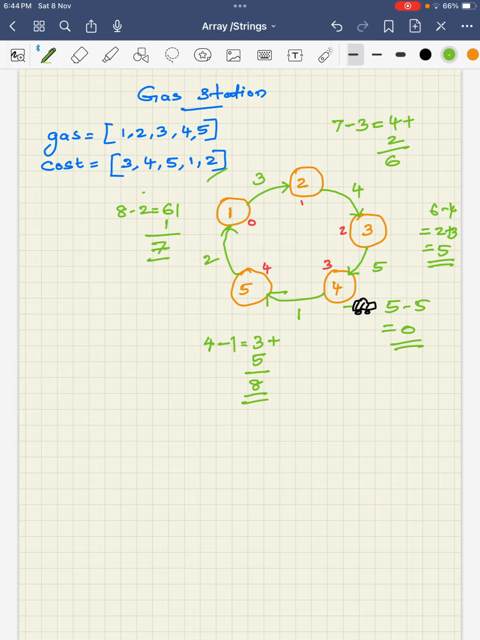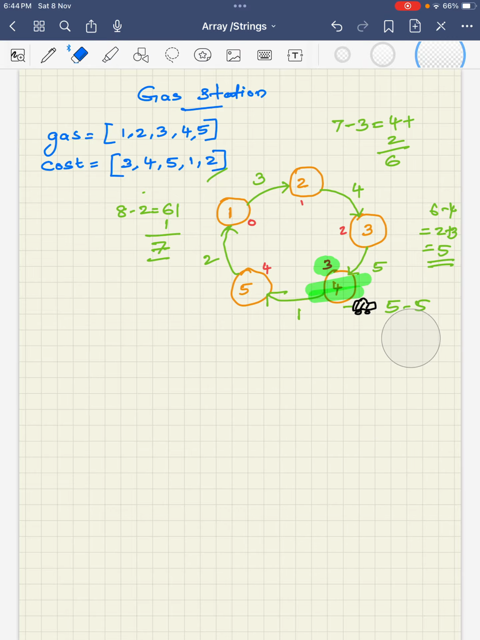So this particular candidate, or this particular array index, is what we need to return. If we start from here, it is guaranteed that we are going to complete this circular motion. And if it's not possible, if there is no such solution, we have to return negative one. So how can we do that?